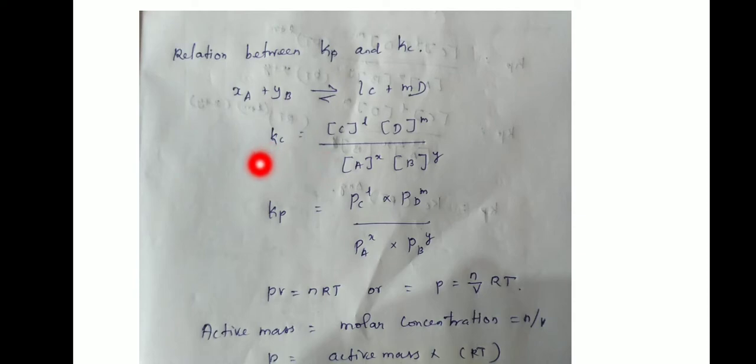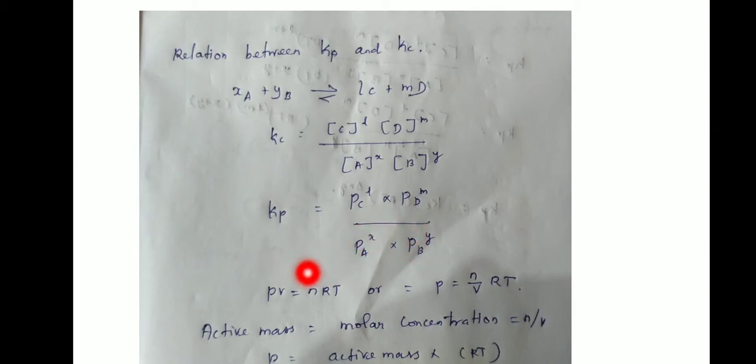Listen: Kc and Kp, Kp being the pressure constant. This is a general reaction. Let us consider the general reaction in which all reactants and products are ideal gases: xA + yB in equilibrium with lC + mD. The equilibrium constant Kc is Kc = [C]^l [D]^m / [A]^x [B]^y. Kp = (PC)^l (PD)^m / (PA)^x (PB)^y.